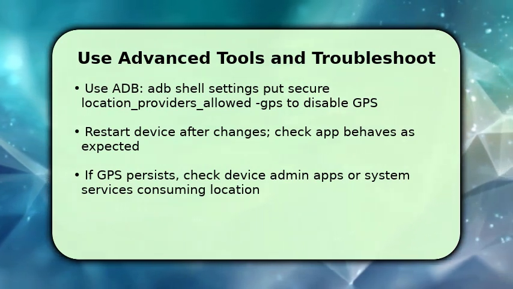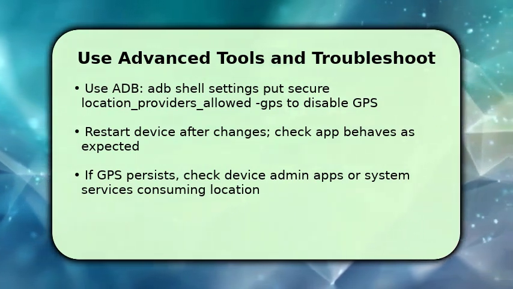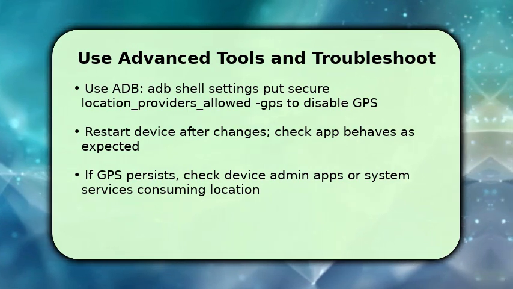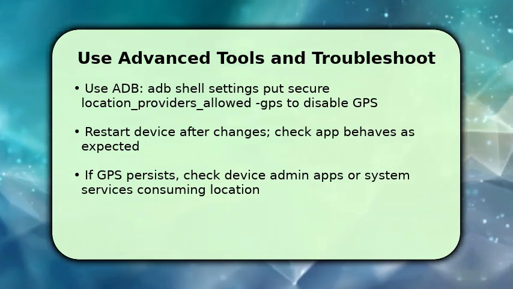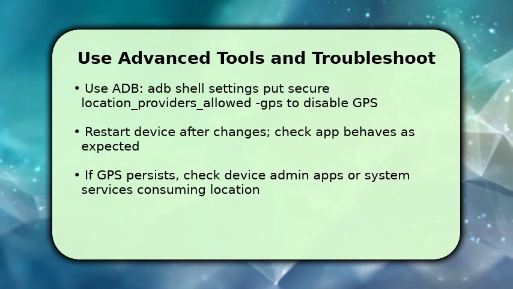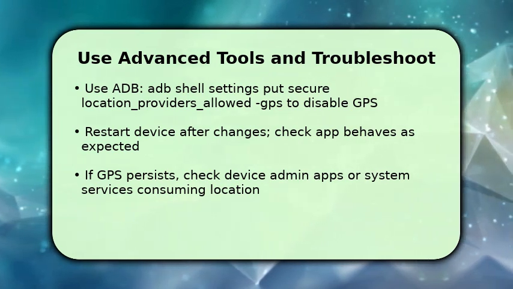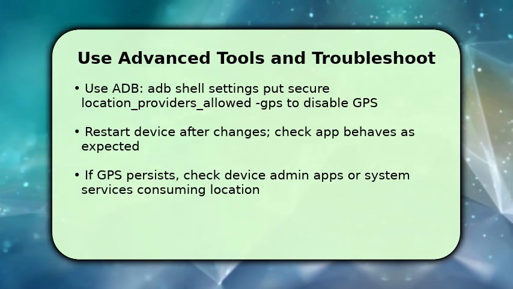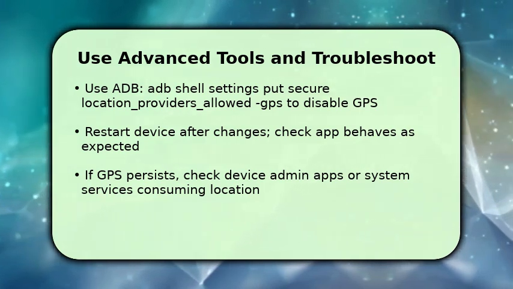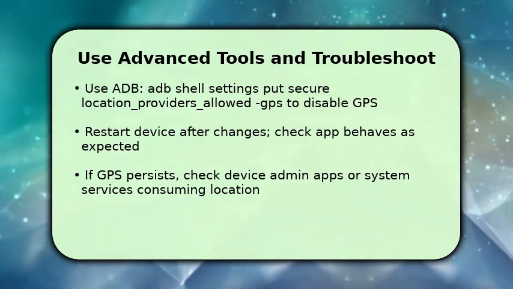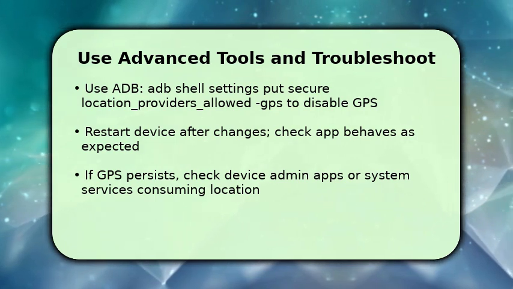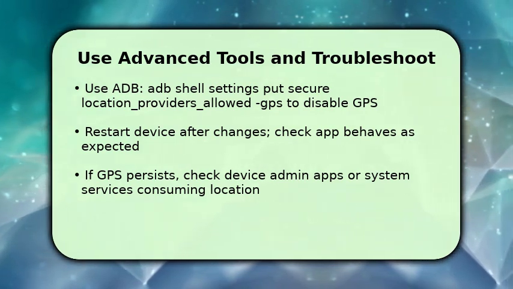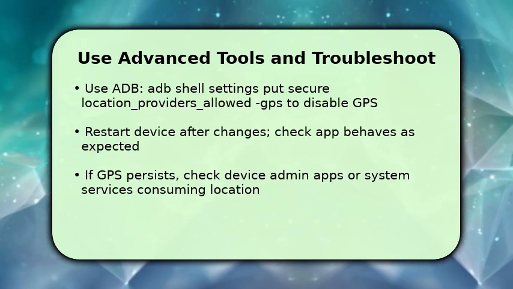Once you've applied changes, restart the device to ensure services restart without GPS access, and then verify the app no longer receives location. If GPS still appears active, inspect device admin apps, enabled system services, and any VPN or security apps that can override location settings. Disable or reconfigure them. One troubleshooting tip: rebooting in safe mode helps identify.